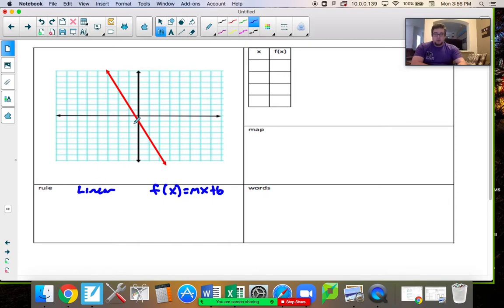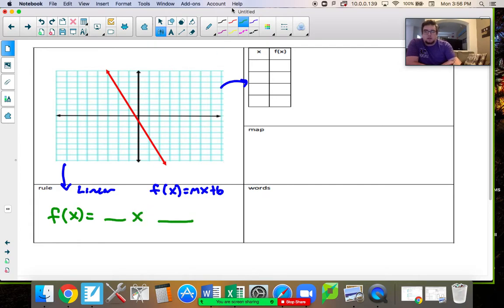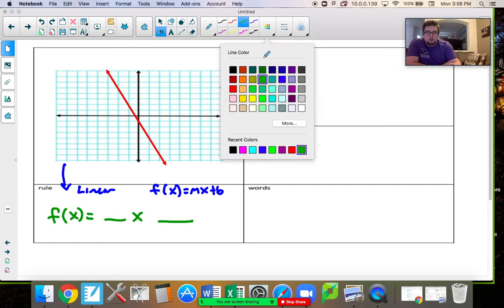So basically, we can make the rule right now if we want. If we want to find the rate of change and the y-intercept, we could go right to a table if we want to find some points. Can't really do the map just yet, and we can't really do the words just yet. So our choice is to either go here or to make a table. For me, it might be easier just to make the rule. So I'm going to have f of x is equal to blank x blank. I'm going to fill in those blanks as we go.